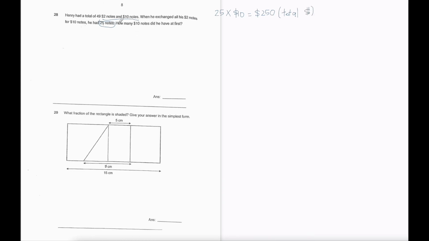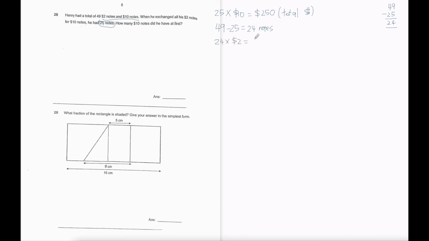Okay, so back then when he had a total of 49 $2 and $10 notes altogether, it's also $250. The value doesn't change, but the number of notes changed. At first he had 49 notes and then he had 25 notes. Let's find the difference. The difference is 24 notes. My $10 notes didn't decrease; what decreased are my $2 notes. All the $2 notes were converted to $10 notes, so all these 24 notes that got decreased are $2 notes.